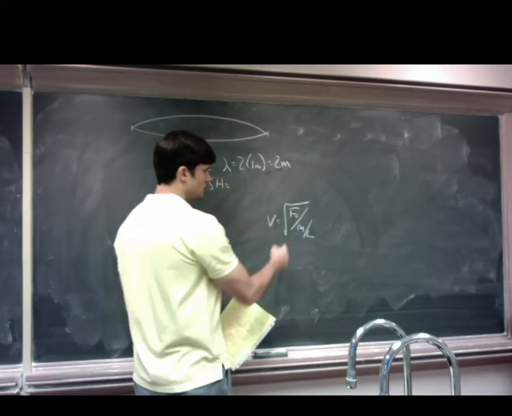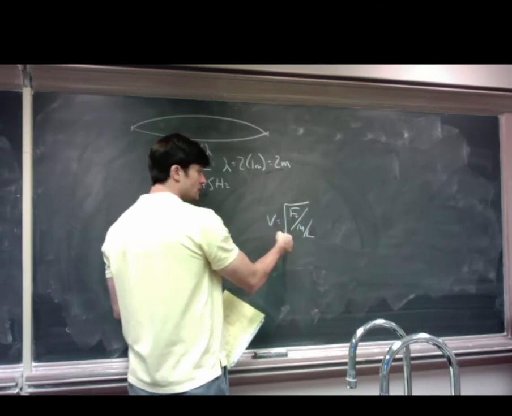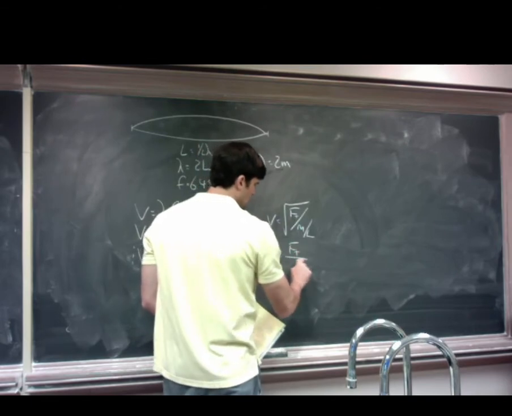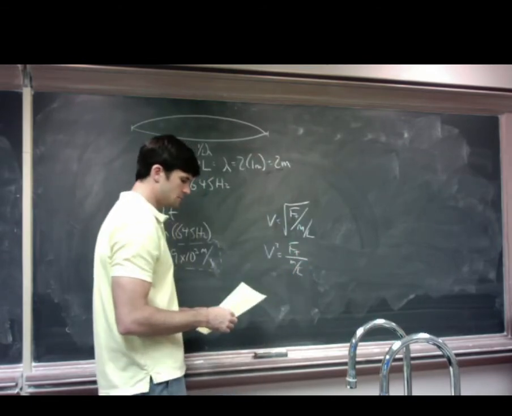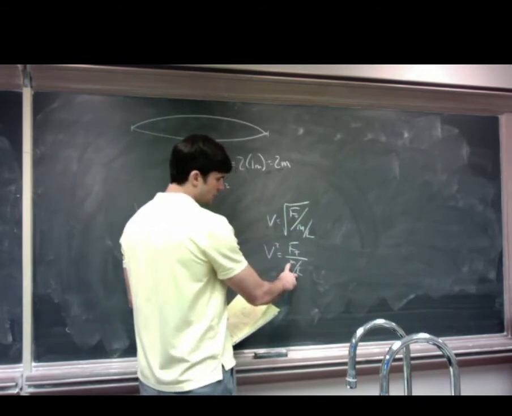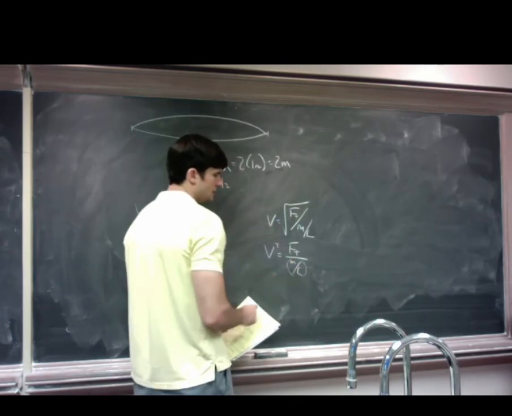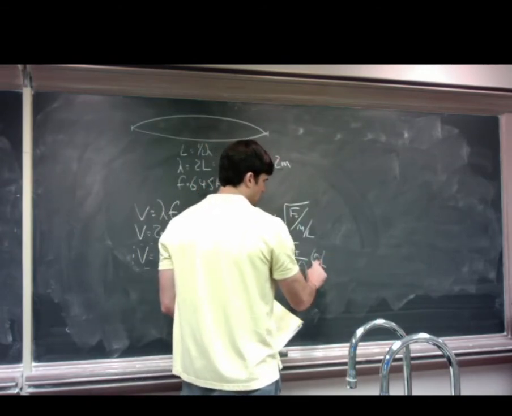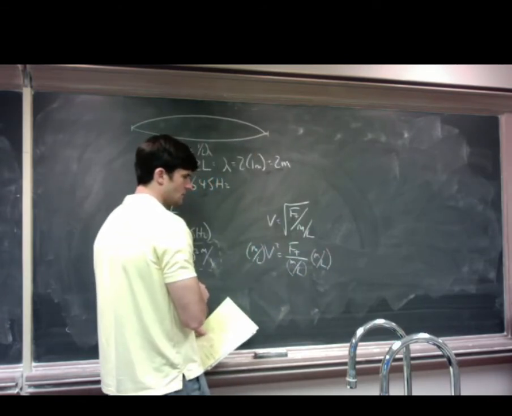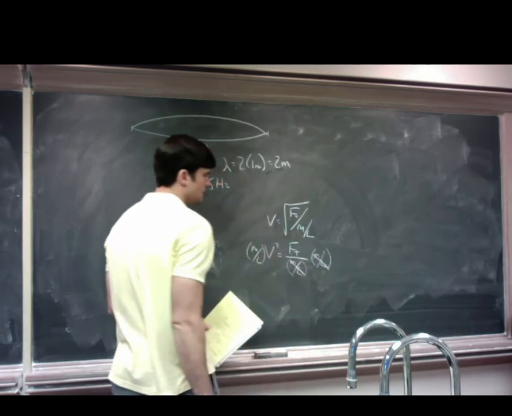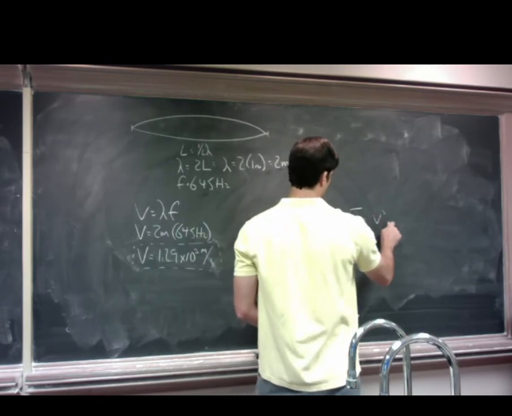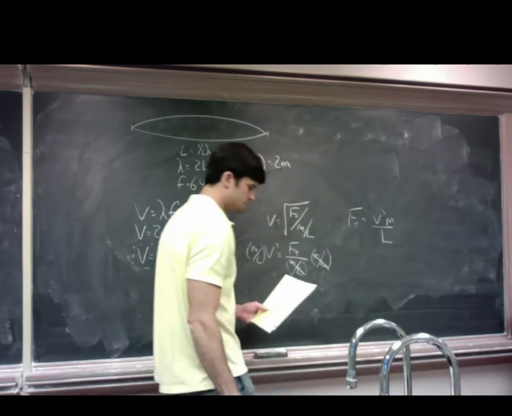So I'm going to solve this equation for the tension. First, I'm going to square both sides. That'll get rid of the square root here. So I have v squared is equal to T over m over L. To get rid of m over L, I'm going to treat this as one quantity, so I'm going to multiply this side by m over L and multiply this side by m over L. That cancels this out over here. That leaves me with the tension is equal to v squared times m over L.